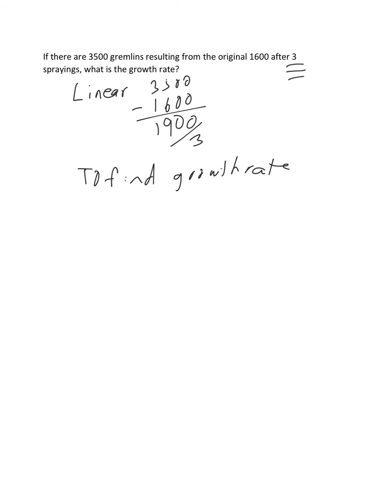So to find the growth rate, what we're going to have to do is plug it into the growth rate formula. So that's P sub n equals P sub 0 times (1 plus r) to the n. And notice what we're looking for is r. We don't have that.